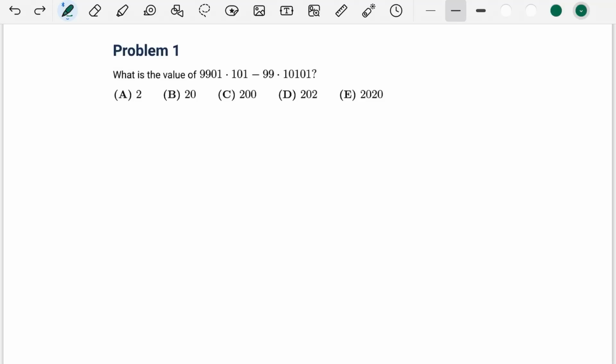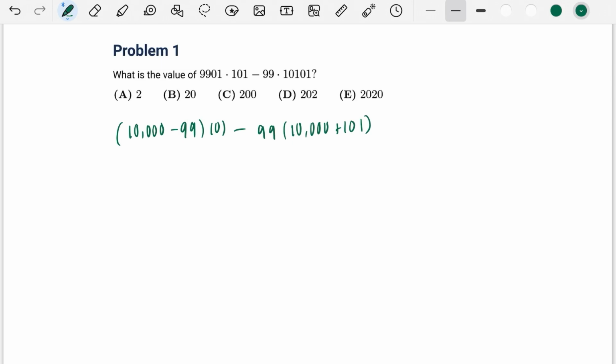Problem 1. What is the value of 9,901 times 101 minus 99 times 10,101? We can do this problem by noticing that we can rewrite this expression as (10,000 minus 99) times 101, then minus 99 times (10,000 plus 101).